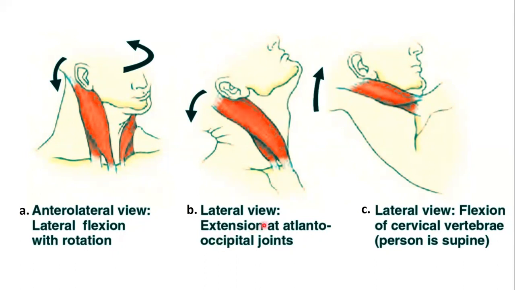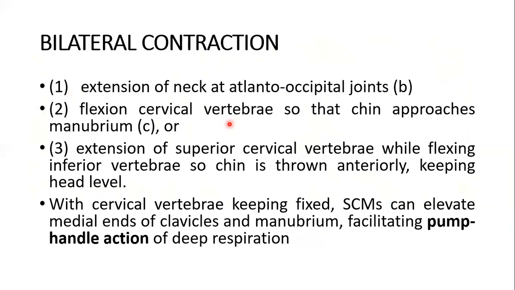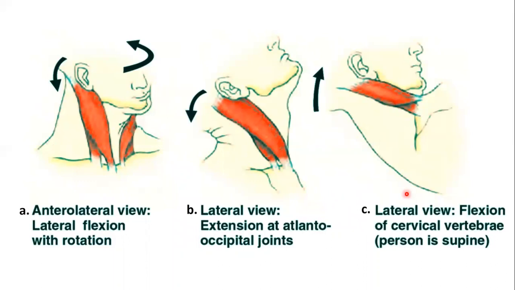Extension is brought about at the atlanto-occipital joint when the left and right sternocleidomastoids are contracting simultaneously. Right. So this is extension, and similarly, when the left and right sternocleidomastoids contract simultaneously, they flex the chin, bringing it close to the manubrium. This is shown when the person is supine, flexion. This is also the result of this movement, right? This goes with flexion, and this movement is opposite to the extension.